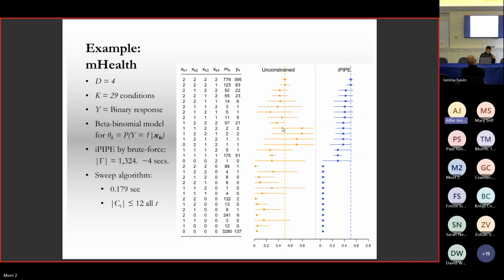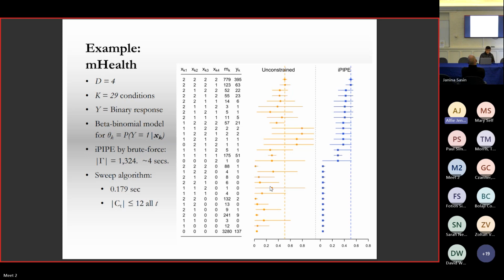We see a pattern, as this is organized by the frequencies of the push notification. We see a trend that as the frequency decreases, the response rate decreases, right? So this is the unconstrained model. We just let the data speak totally, no assumptions.